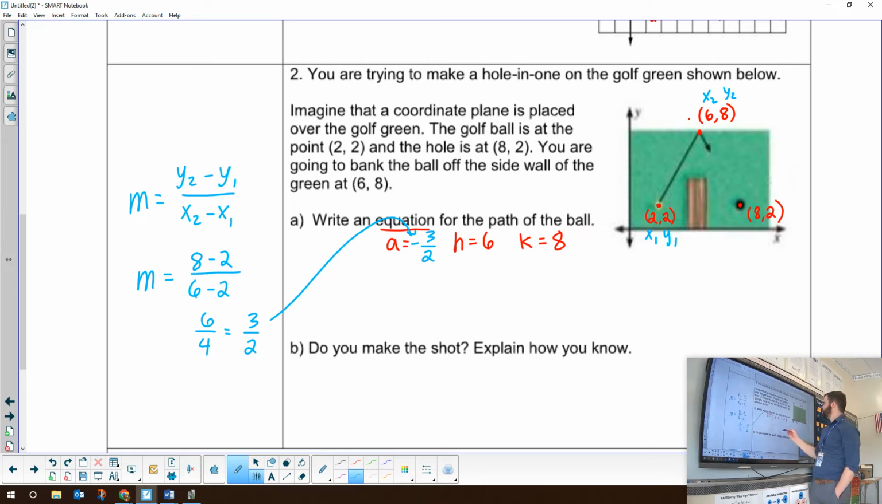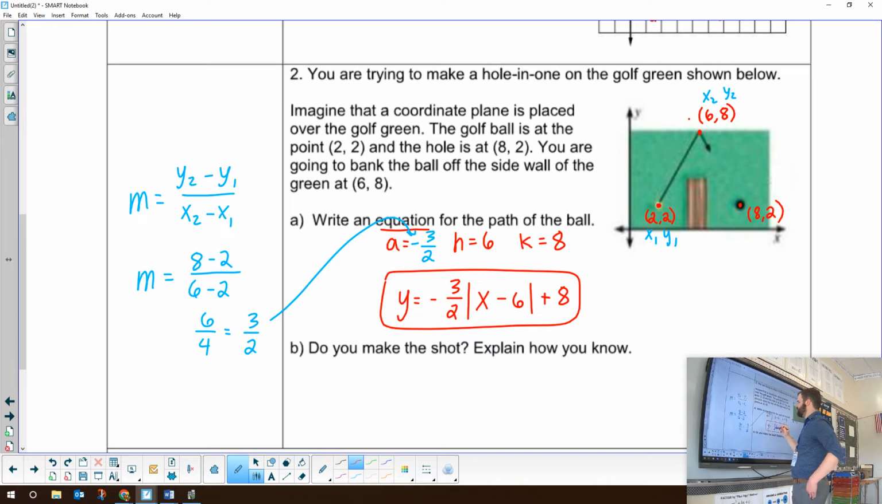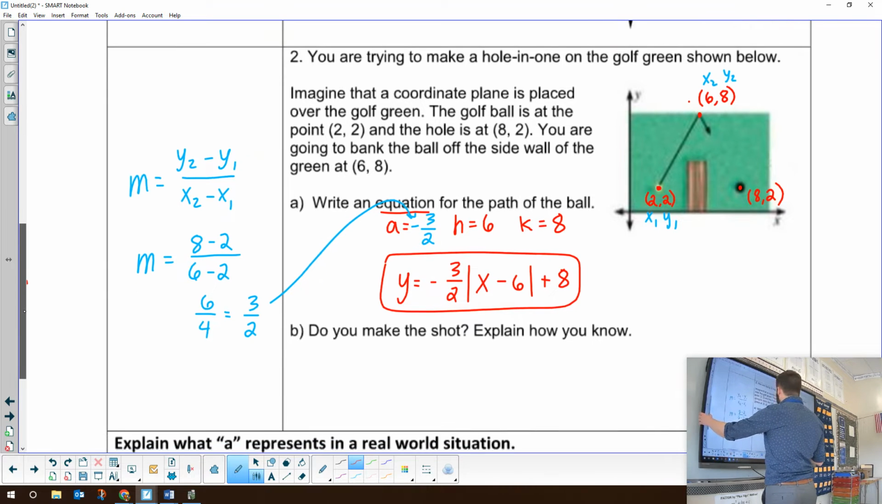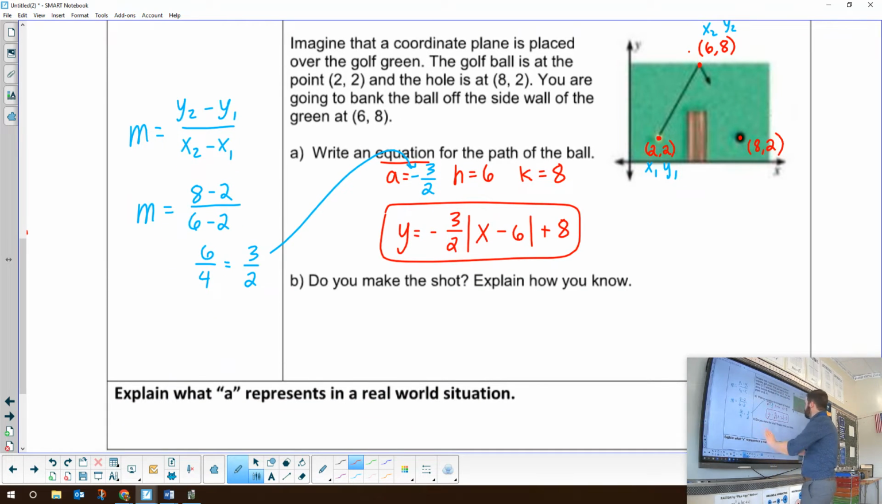Here's what we can do. We're going to plug this in. So I'm going to go, my equation is going to be y equals negative 3 over 2 times the absolute value of x minus 6 plus 8. And there is my absolute value equation. However, next up here, what we're going to do is we're going to see if we make the shot.